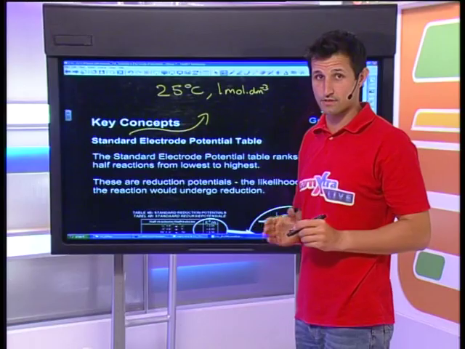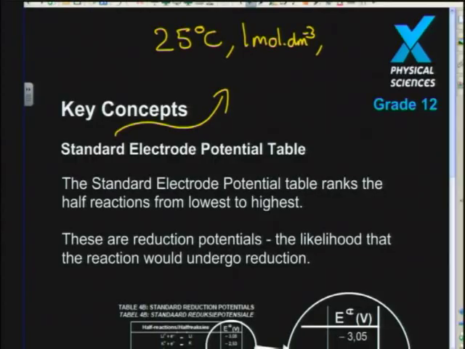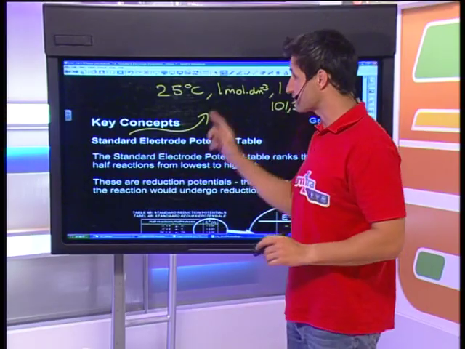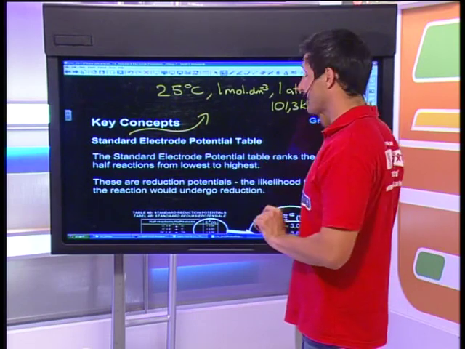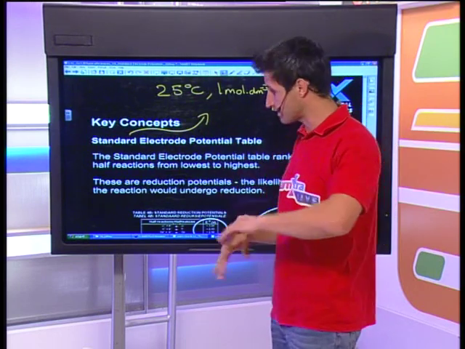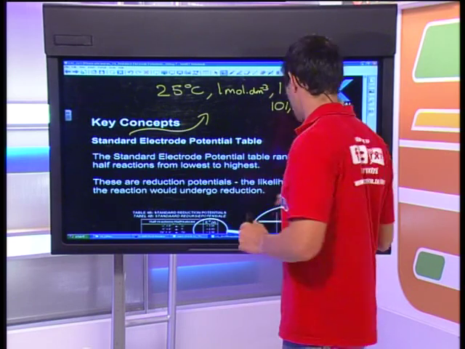That sorts out most of the table. But some of these electrodes contain gases, so I need a standard of 1 atmosphere. Atmospheres are not an SI unit. What is an SI unit is pascals. So we can say that is 101.3 kilopascals, or if you want to be more correct, 101.3 times 10 to the 3 pascals. But we're not going to get too tied up in that. Just say that there is a standard temperature, pressure, and concentration that you need to take into account when you're making up one of these tables. Now let's take a closer look at what this table actually says.